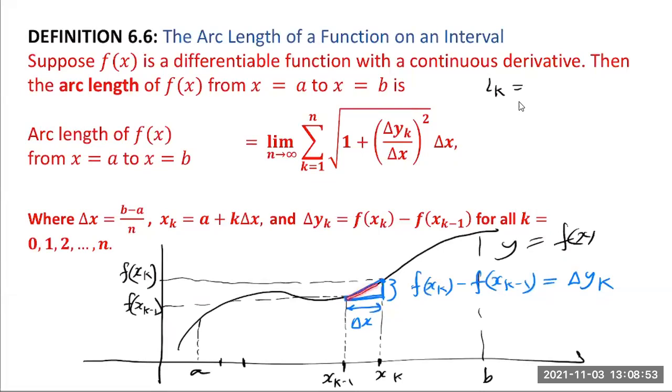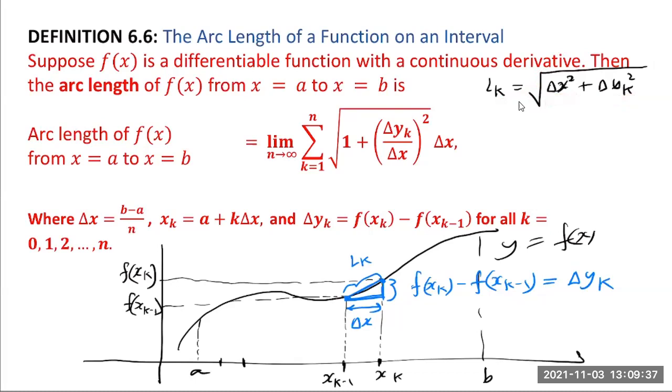I'll denote the length of the line segment in the kth interval by Lk. Lk is equal to, clearly, delta x, which is a constant, squared plus delta yk squared, and then you need to take the square root of that. By the Pythagorean theorem, the length of this line segment, which I'll call Lk, is given by the square root of delta x squared plus delta yk squared.